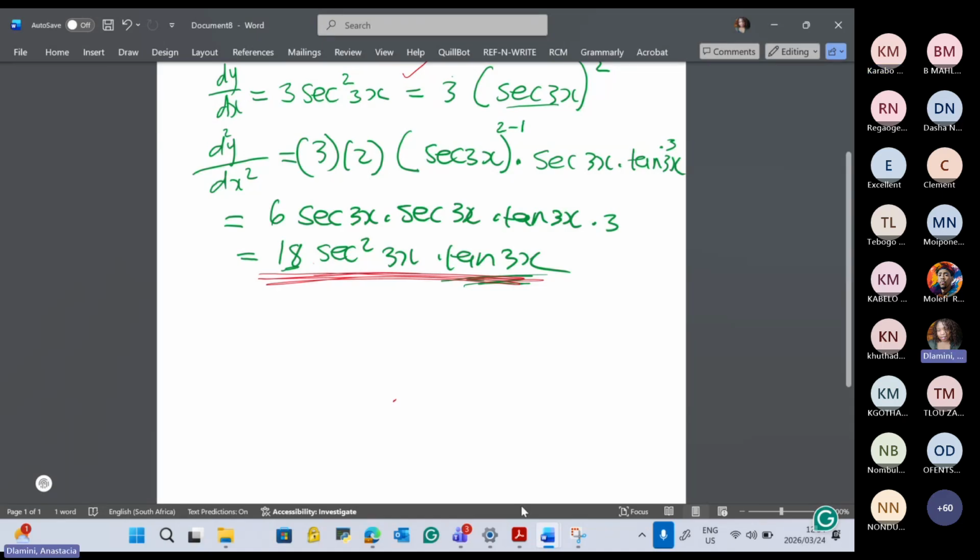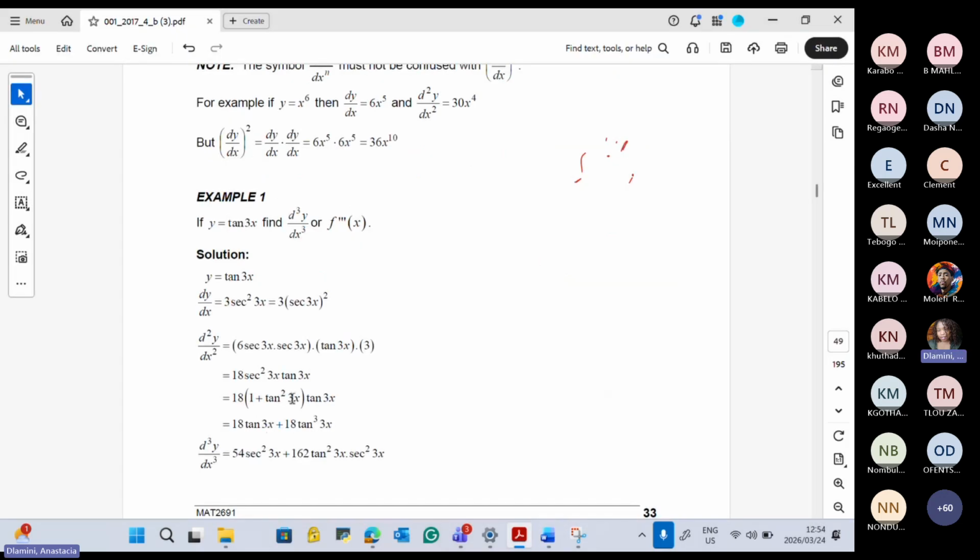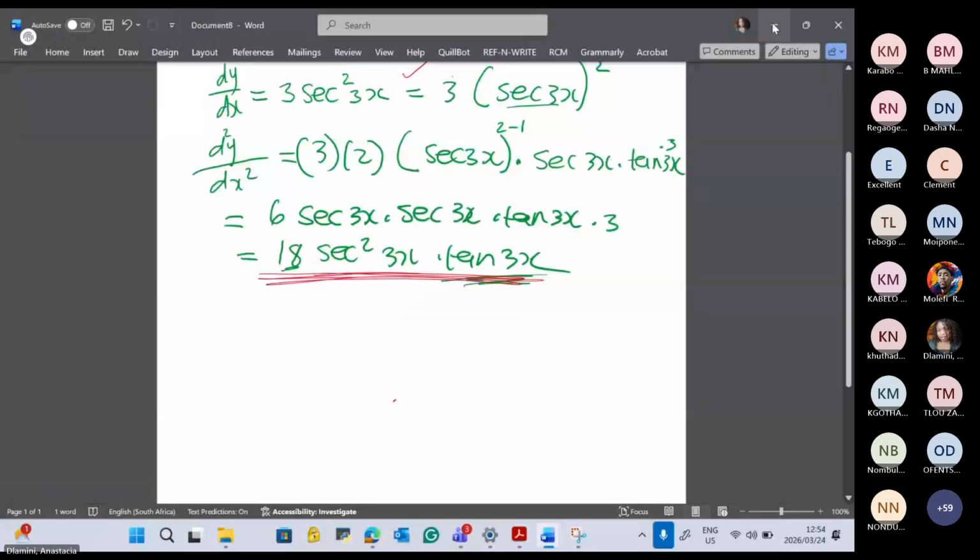Okay, so let's not change to the identity the way they did it here, right? So we stop here and differentiate from here. Let's differentiate from here instead of changing into the identity, which is this one here, right? So here we use the chain rule.